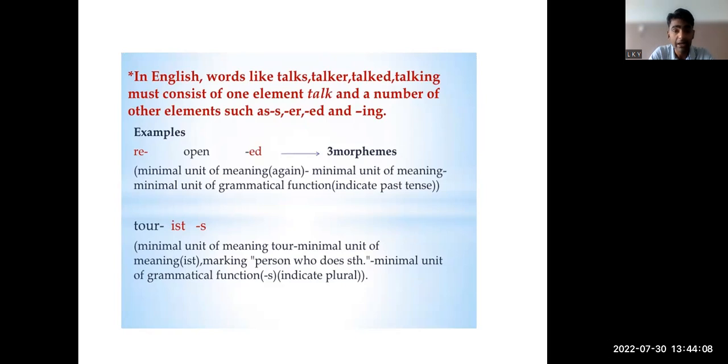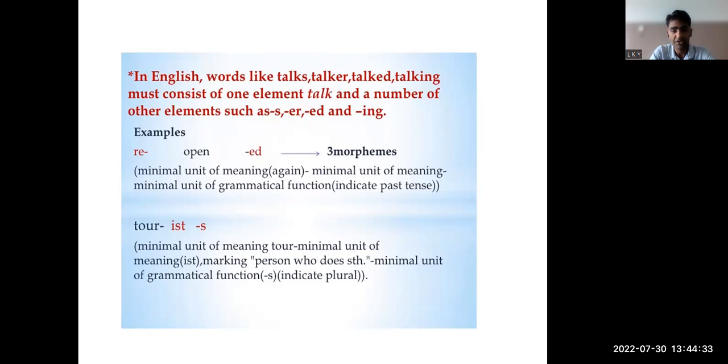Further, we will categorize these morphemes. Like re is a different kind of morpheme and ed is another kind of morpheme. So, minimal unit of meaning, again it is written there, minimal unit of meaning and minimal unit of grammatical function as well, indicating past tense. When we add ed to any word, it becomes past form.